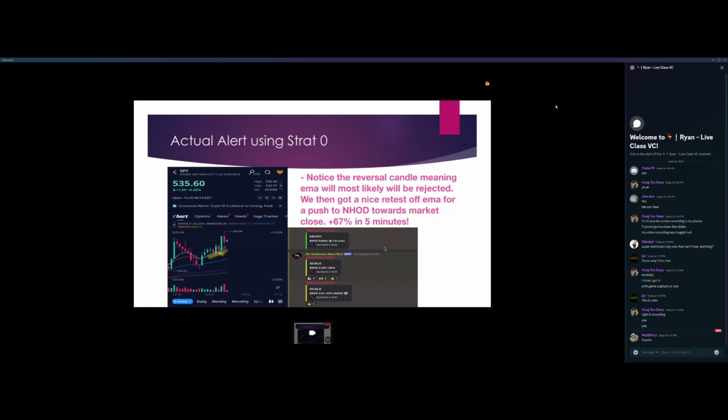Let's actually go over the little paragraph I wrote. Notice a reversal candle, meaning EMA will most likely be rejected. You guys remember this candle from earlier? This is the reversal candle. You see the nice little hammer? This is showing that nice signal. This right here, the bullish engulfing candle, we're not watching EMA retest because we already took the trade anyways.